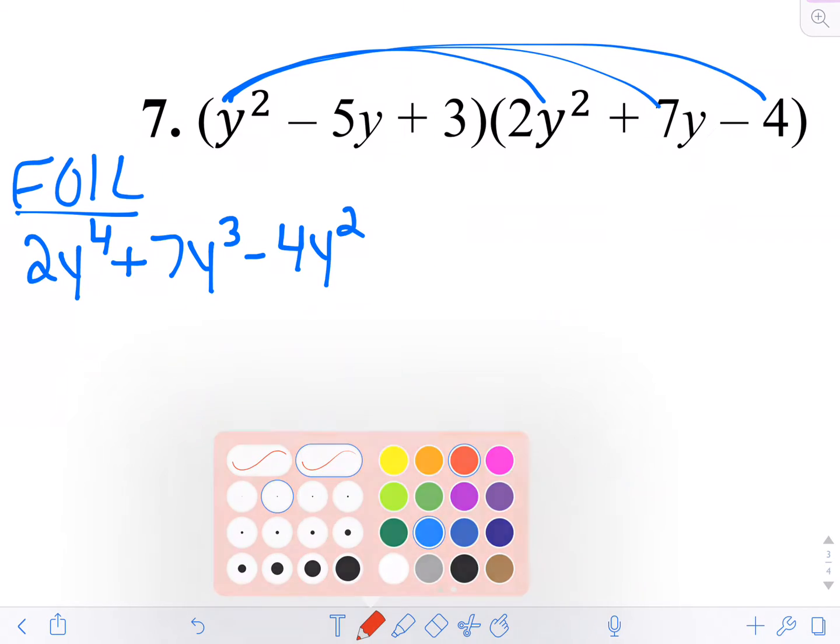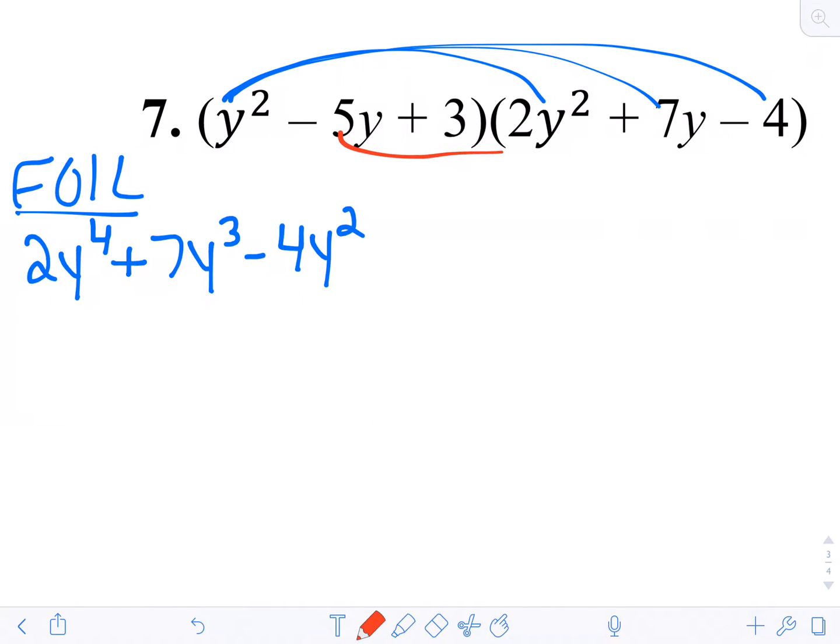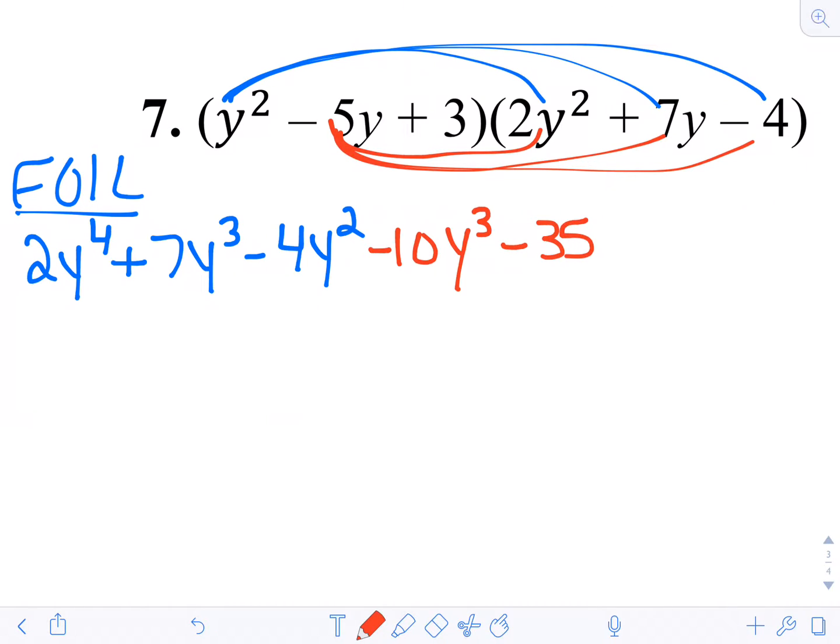Okay. Then we're going to do the negative 5y to everything. Negative 5 times 2 is negative 10. y and y squared, 1 plus 2 is 3. Negative 5 times 7 is negative 35. y times y, 1 plus 1 is 2. Negative 5 times negative 4 is a positive 20. And then you have a y.